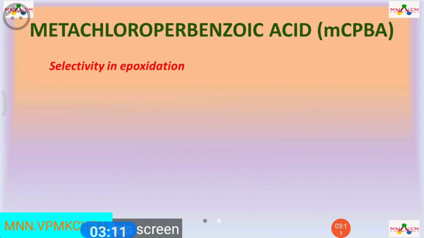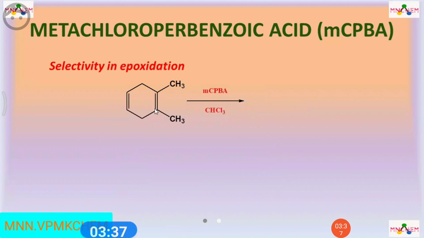Now let's discuss some selectivity during the epoxidation reaction using meta-chloroperbenzoic acid. For example, in this reactant, we have two olefinic double bonds. Here, on the left hand side, it is a di-substituted alkene, whereas the right hand side double bond is a tetra-substituted alkene. So it has been observed that when the epoxidation takes place, it prefers the electron donating groups attached to the alkene.